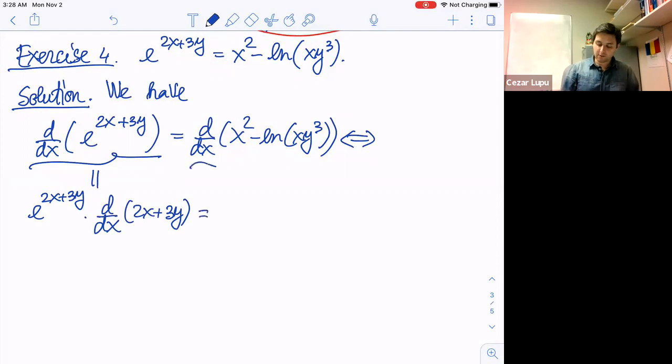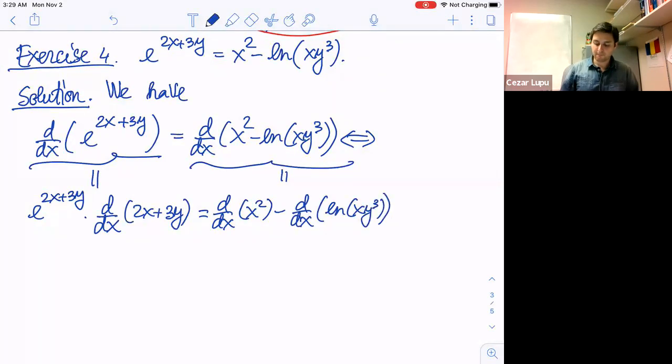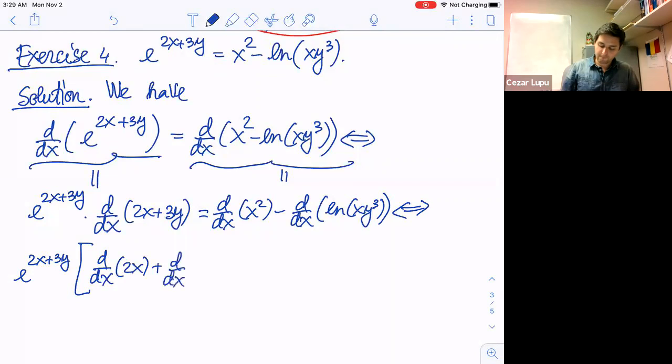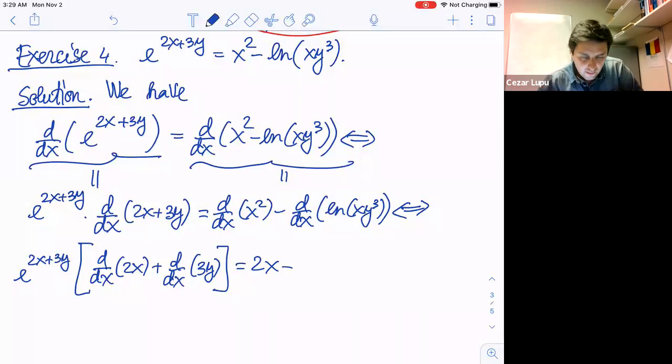And this would be equal to the derivative with respect to x of x squared minus the derivative with respect to x of ln of xy cubed. And now let's be careful here a bit. It's e to the power 2x plus 3y times the derivative with respect to x of 2x plus 3y, where we can apply the sum rule, which is 2 plus 3 dy over dx; the derivative of x squared is 2x, minus, and now you should be very, very careful here because we have the log of the product.